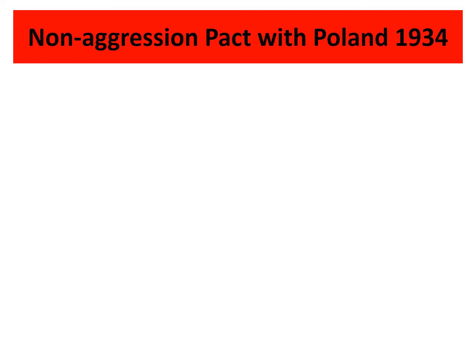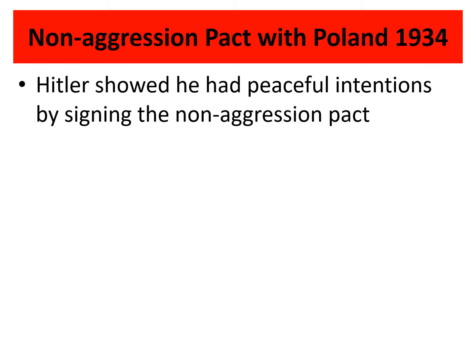Next one. Underneath it says the Non-Aggression Pact. Hitler had showed that he had peaceful intentions by signing a non-aggression pact with Poland in 1934. Non-aggression suggests that they're not going to fight one another.